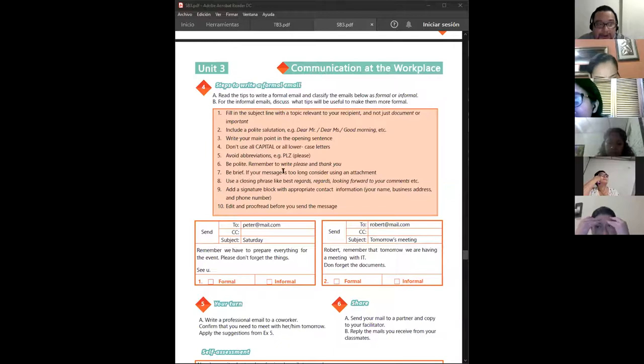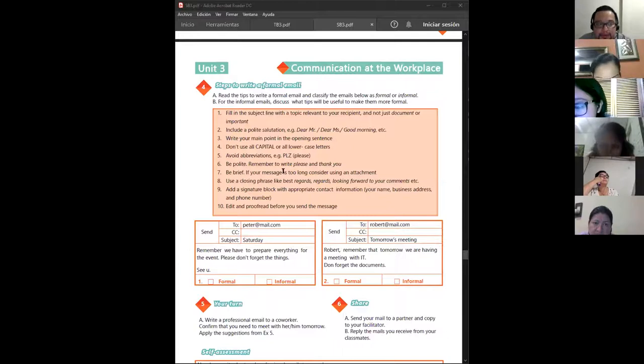Very good. So in the way, if you find an informal way to write an email, ¿cómo ustedes harían ver más formal? Okay. Is it clear what we're going to do? We are going to work in pairs. ¿Estamos claro qué vamos a hacer? No. Okay. No, no. Okay, vamos a clasificar los, vamos a leer lo que están los tips del 1 al 10.